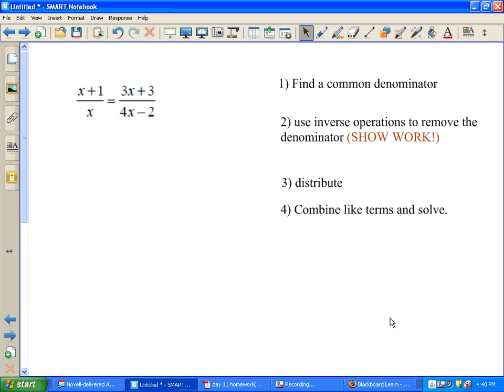This problem leads right into our next unit, which is dealing with quadratics. We still do the same thing. We find a common denominator. We use inverse operations to remove the denominator. We distribute, we combine like terms, and solve.